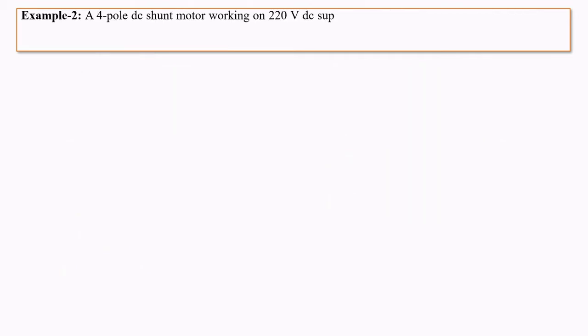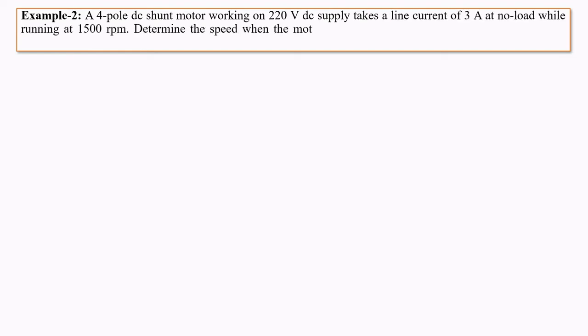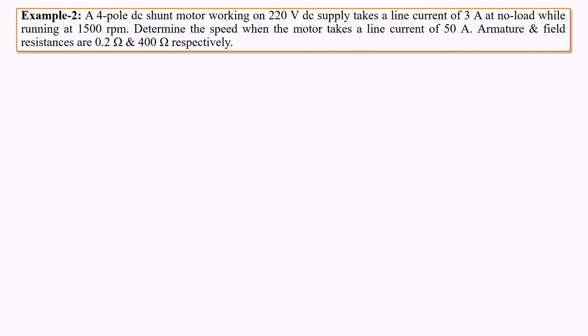The next question is, a 4-pole DC shunt motor working on a 220 volt DC supply takes a line current of 3 ampere at no load while running at 1500 RPM. Determine the speed of the motor when it takes a line current of 50 amperes. The armature and field winding resistances are given as 0.2 ohms and 400 ohms respectively. So let's see the solution.